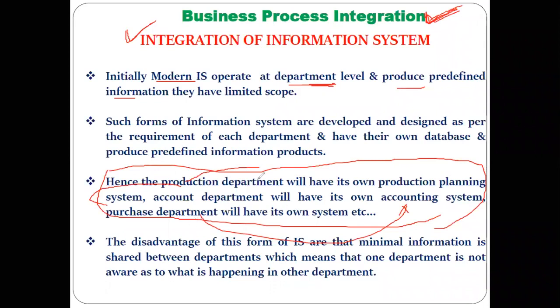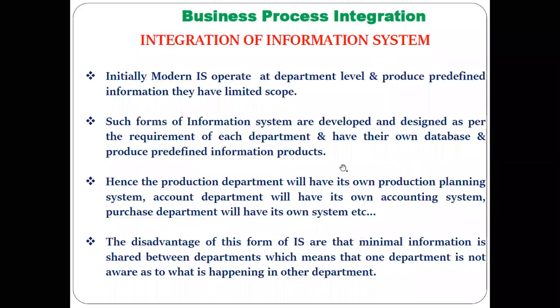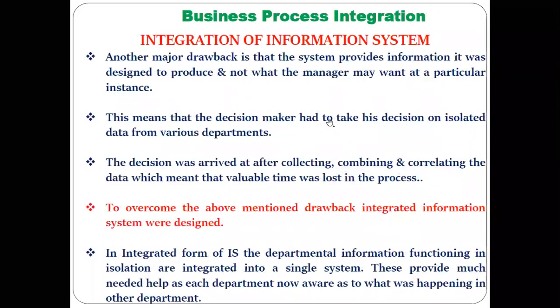We need to combine these functional departments together, to solve the disadvantage of the information system in its initial form, before integration. That disadvantage is that minimal information is shared between different departments, which means one department is not aware of what is happening in another department. Simple question: if these departments are not integrated, will one department know what is happening in the other department?